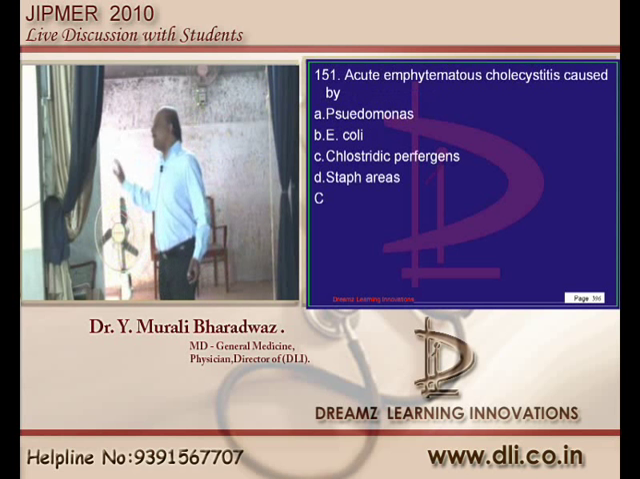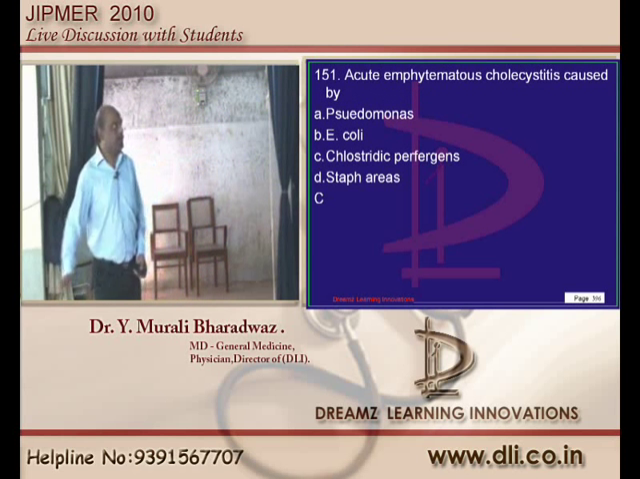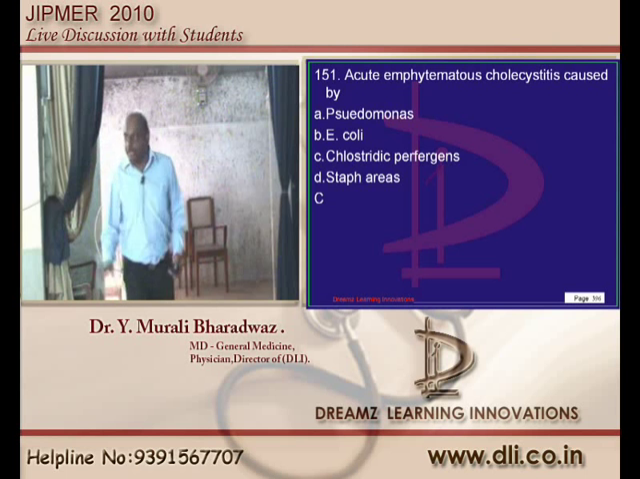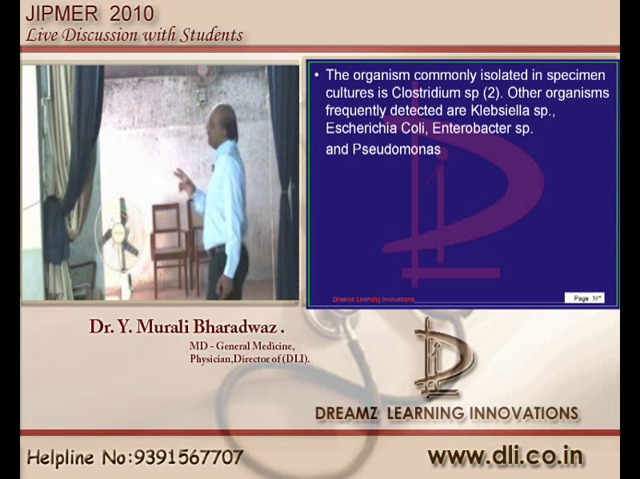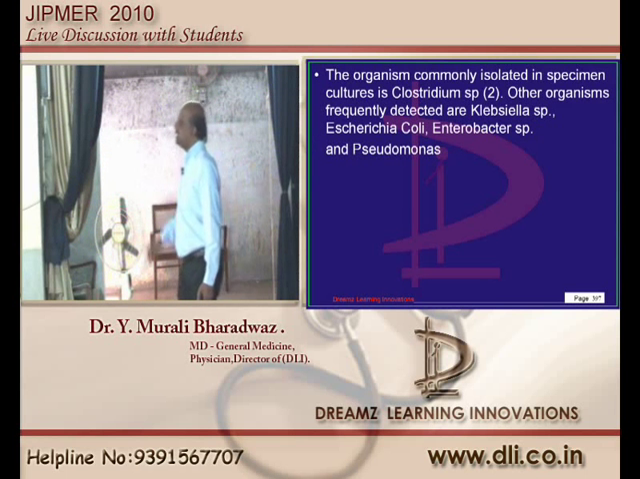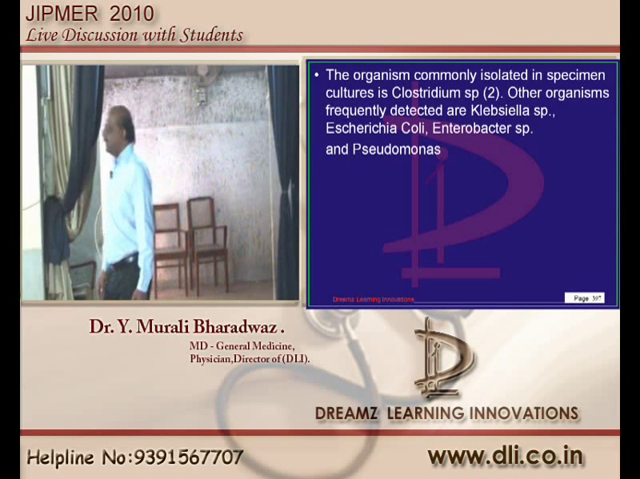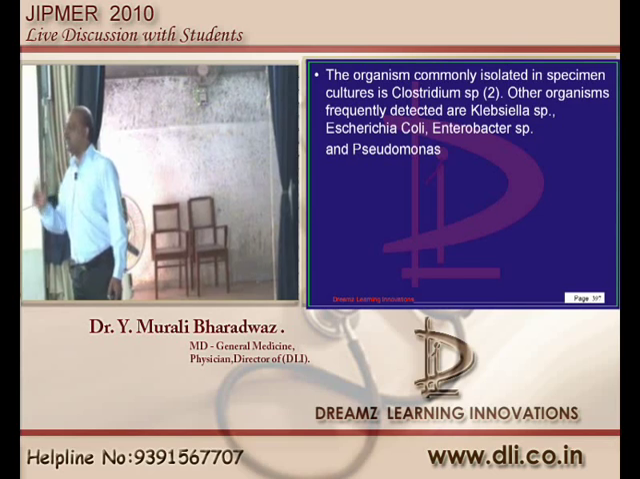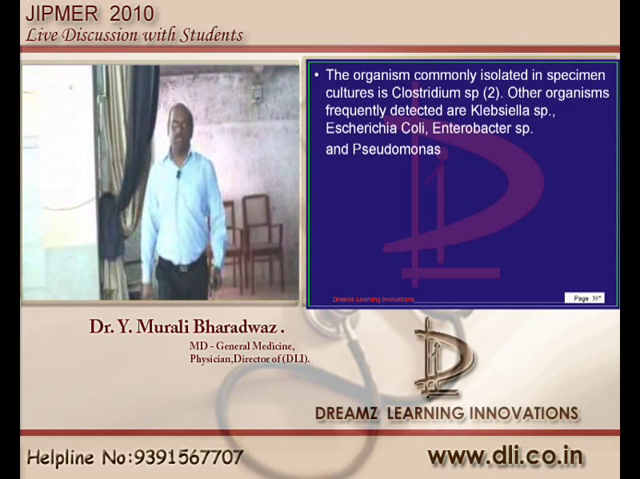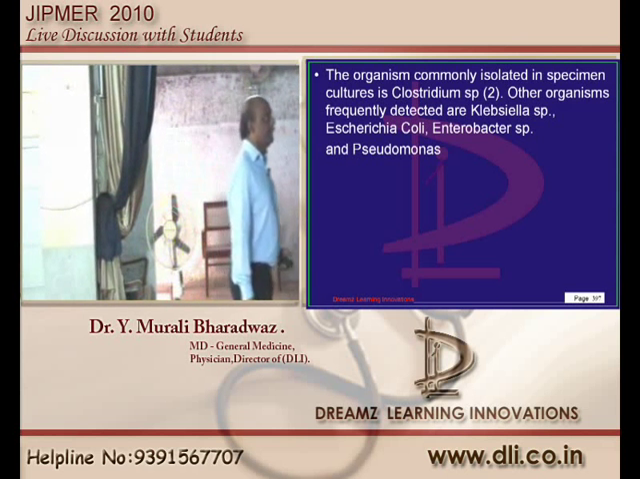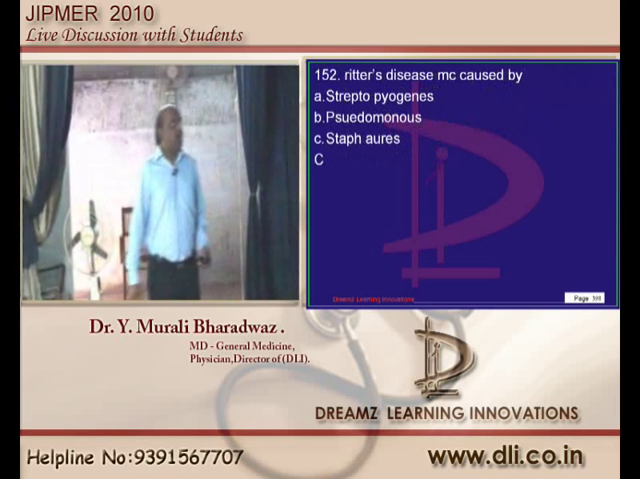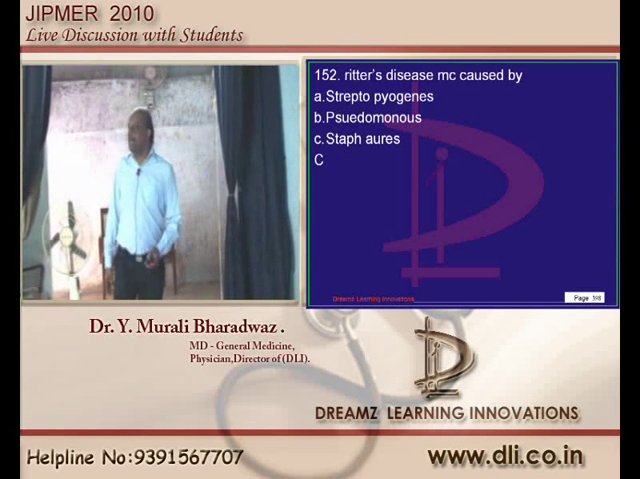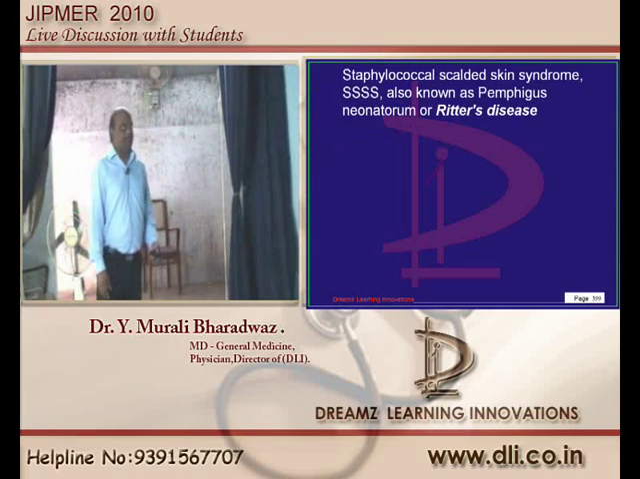Now acute emphysematous cholecystitis is because of Clostridium perfringens in elderly people. What is the difference between regular acute cholecystitis and this? Regular cholecystitis is common in not elderly people, but diabetic elderly people are more prone to emphysematous cholecystitis, which needs to be remembered. Staphylococcal scalded skin syndrome is also called Ritter's disease, as all of you know very well.